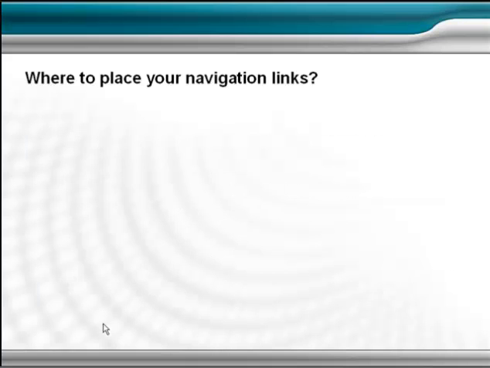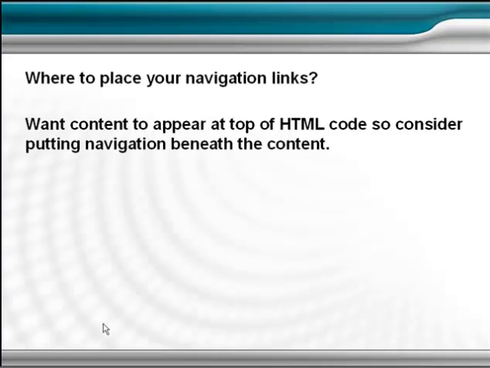So where to place your navigation links? You're probably familiar with many websites. You can have your navigation links across the top of the page, along either side of the page, or along the bottom of the page. There are two types that I would recommend if you're just using a plain HTML web page, and that's because we want content to appear at the top of the HTML code. So first way is to consider putting navigation links beneath the content.